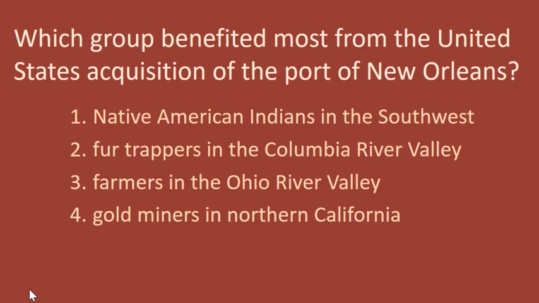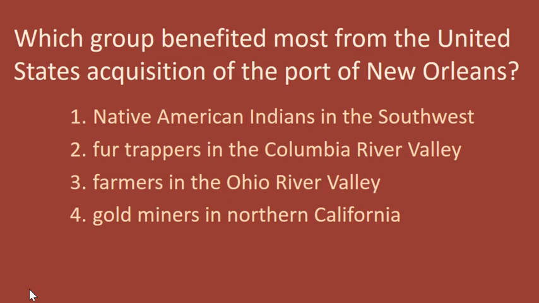Well, what is the port there? It is New Orleans. So, which group actually benefited most from the United States acquisition of the port of New Orleans? Native American Indians in the Southwest, fur trappers in the Columbia River Valley, farmers in the Ohio River Valley, or gold miners in Northern California?